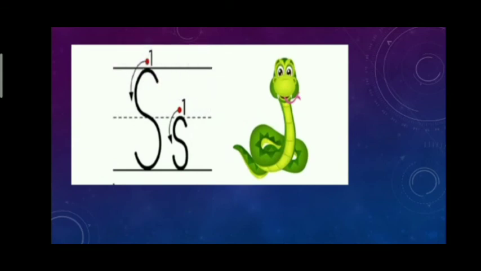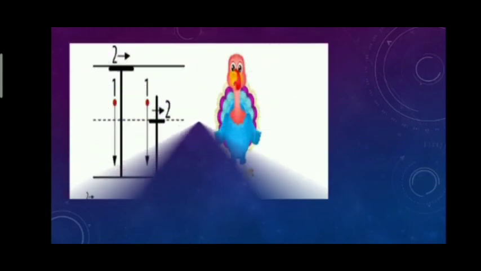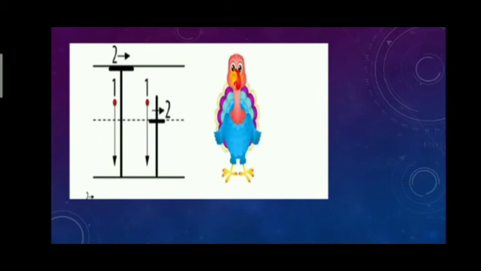Next letter is S. S for snake. First we'll make capital S, starting with the red dot. Curve, bring it forward, then again curve. Small s is also same, but it will come between two lines. In every letter you have to observe the red dot and the arrows numbers carefully.